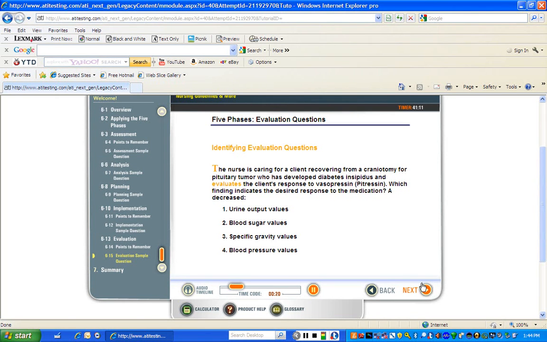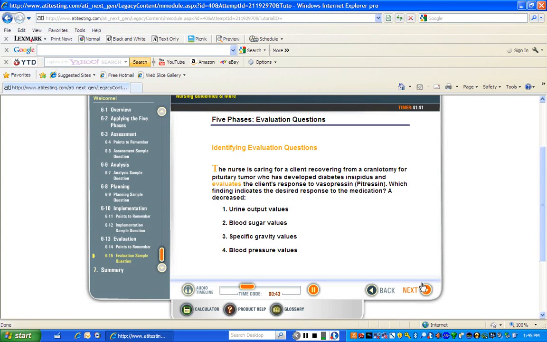A, decreased. Let's identify those critical elements. The key words include desired response and decreased. The client is the client who is recovering from a craniotomy for a pituitary tumor. The issue is desired response to vasopressin. The type of stem is a true response stem. Let's go ahead and look at and eliminate distractors.